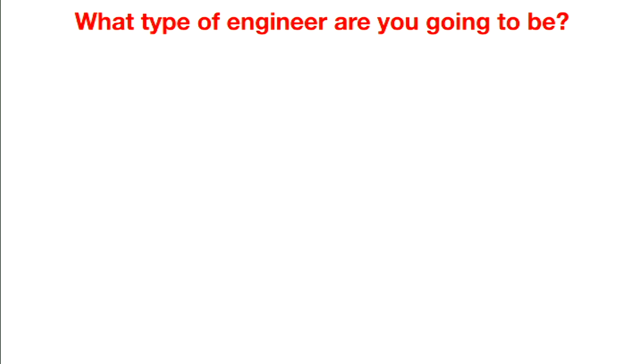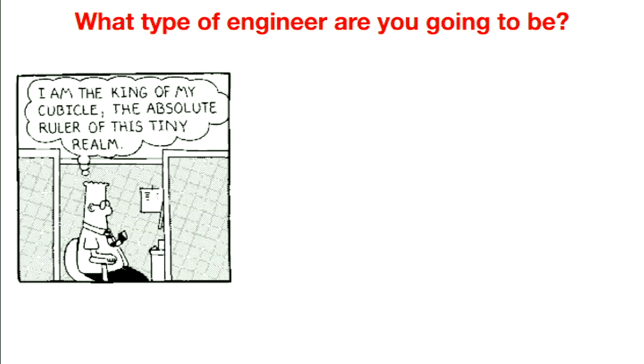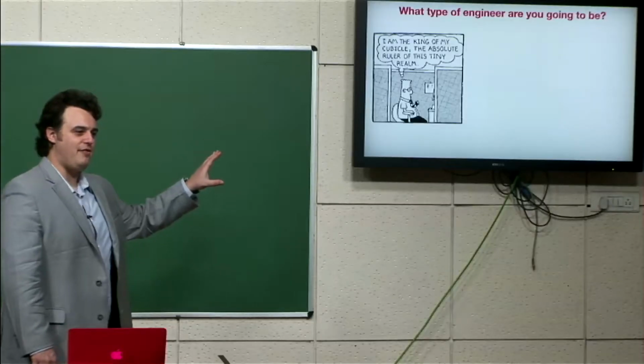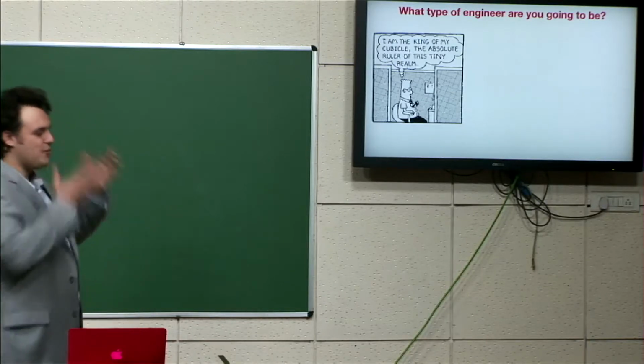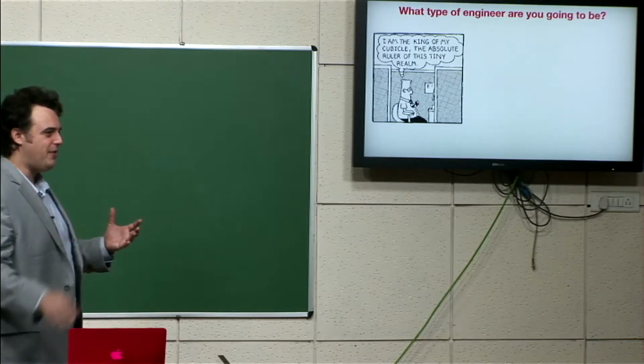One thing that I want you to reflect on in this course is what type of engineer you want to be. There's a popular cartoon in the US called Dilbert. Do you have this cartoon here? This is a cartoon character who works in an office, always in his cubicle, and he's saying here, I'm the king of my cubicle, the absolute ruler of this tiny realm. Think about the perspective as a designer this guy would have if their only perspective is their cubicle. It's like walking through the world with your hands over your eyes. You can't see what's going on around you.